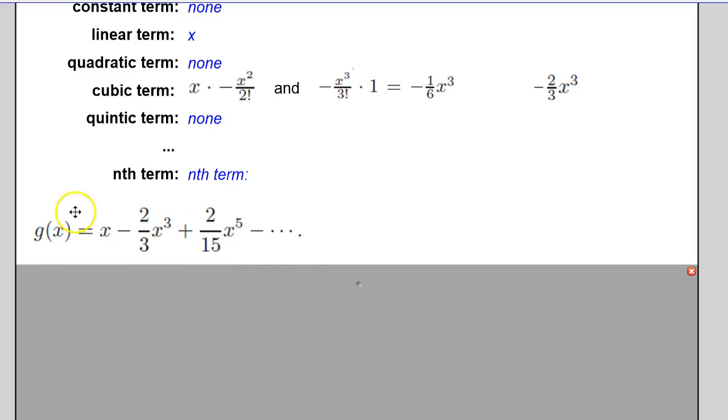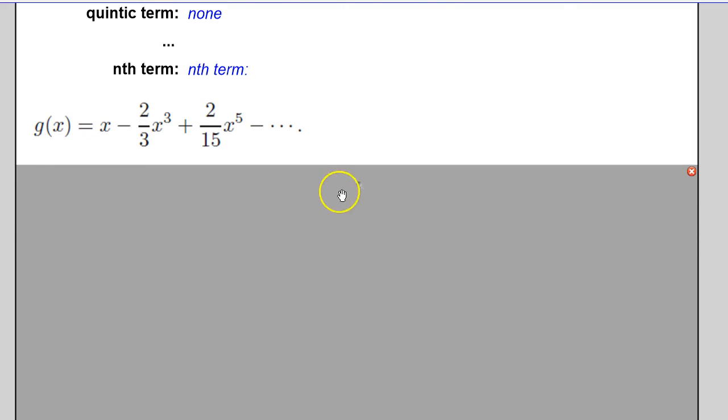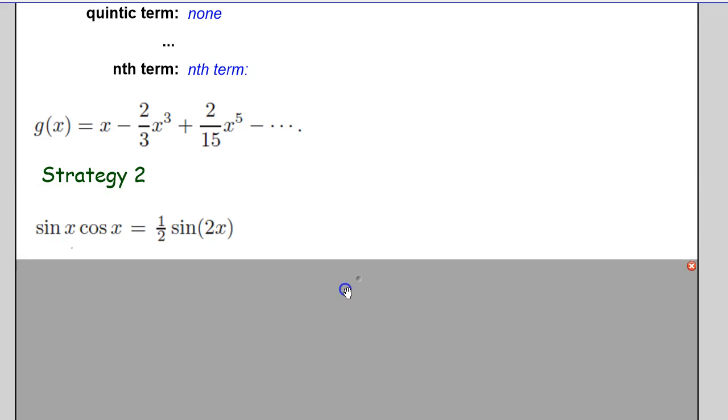And you can figure out the x to the 7th term. You can figure out it should be a negative, and then it's going to be a 2 over 3 times 5 times 7 and times x to the 7th. But again, this strategy is a little bit more work than we would like. If there's an easier way, let's try it. And there is an easier way.